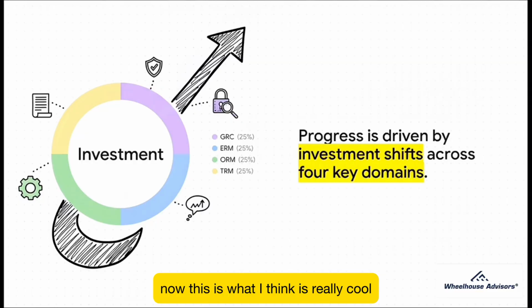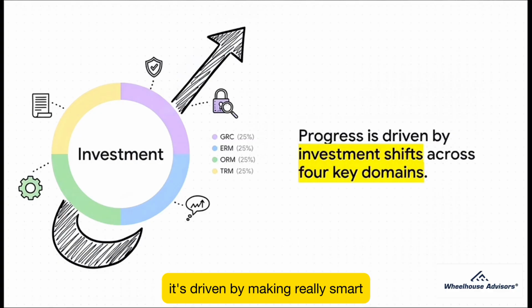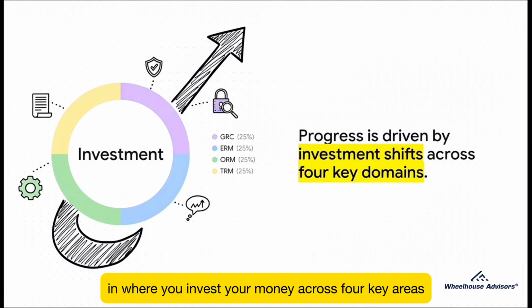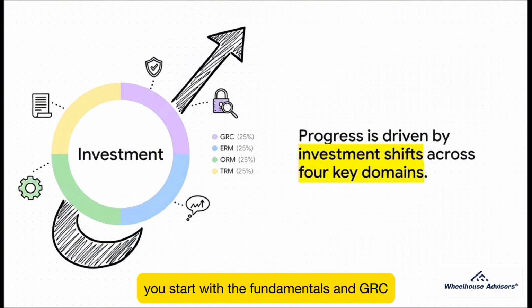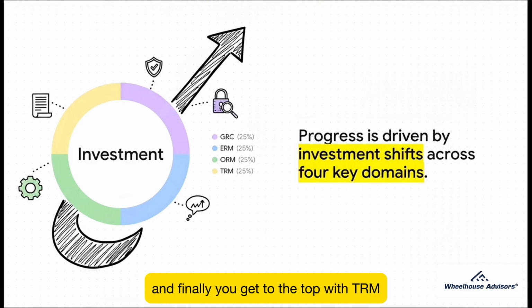Now, this is what I think is really cool: the engine that actually powers this journey. Moving up that curve doesn't happen by accident. It's driven by making really smart, intentional shifts in where you invest your money across 4 key areas. You start with the fundamentals in GRC, that's governance, risk, and compliance. Then you move into ERM, enterprise risk management. Then ORM for operational. And finally, you get to the top with TRM, or technology risk management.